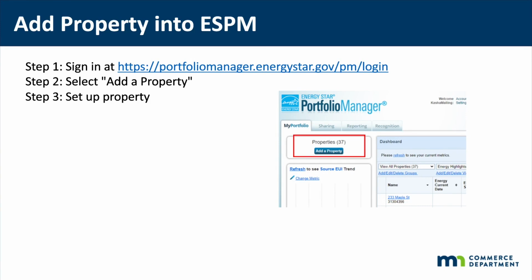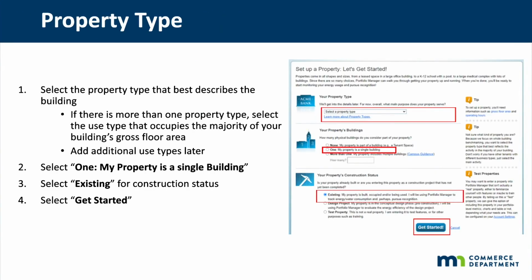The next page is going to ask you to select your property type. Follow these instructions for entering your building's property type. Go to the Property Type drop-down menu and select the type that best describes your building. If there is more than one property type in the building, select the largest property use type at the building. You will add additional property use types later on. Select 1. My property is a single building. Select Existing. Once this page is filled out, select Get Started.